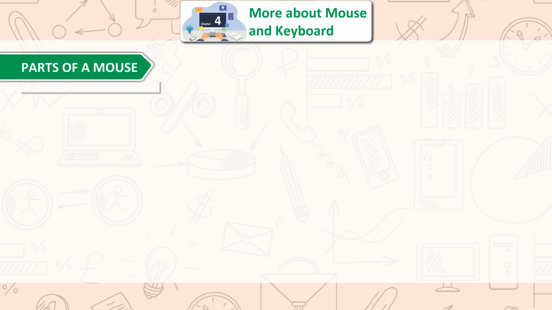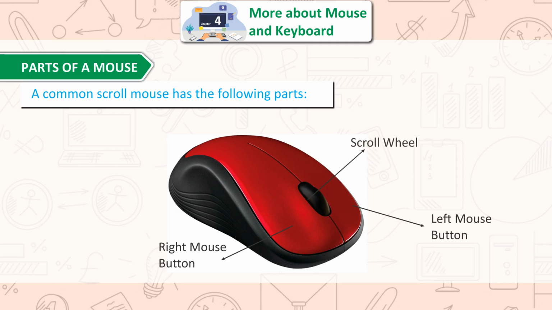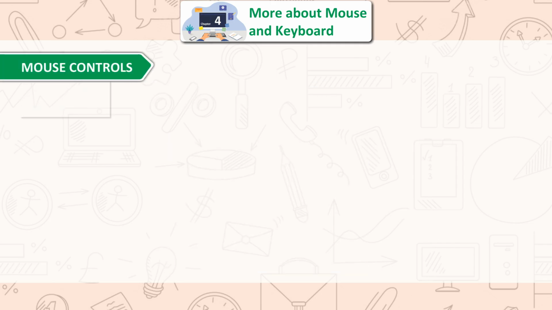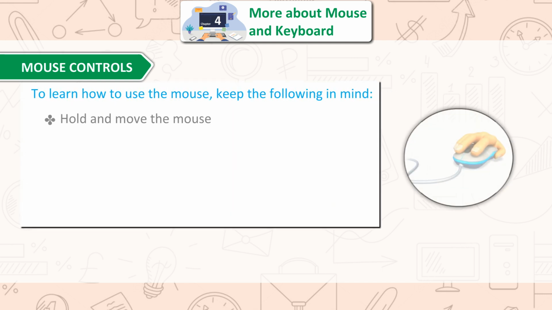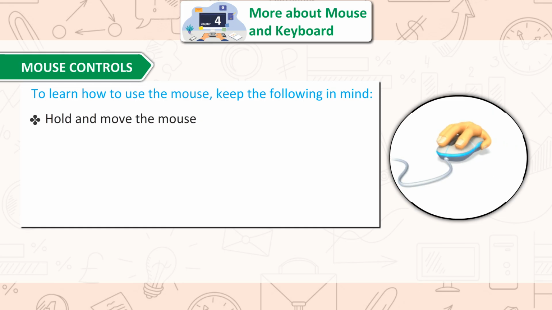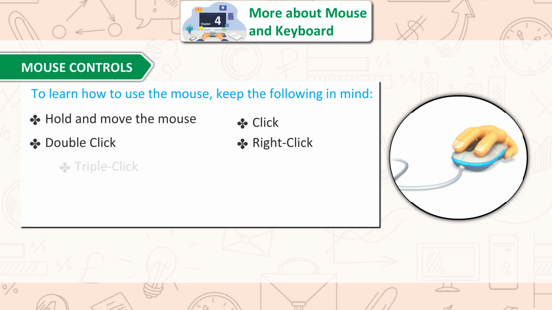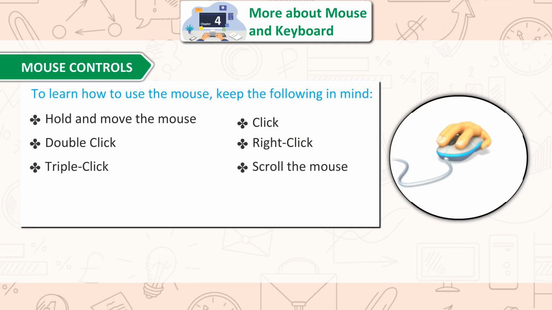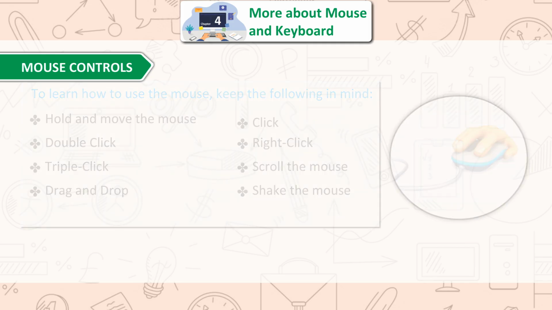Parts of a mouse. A common scroll mouse has the following parts: left button, right button, scroll wheel. Mouse controls. To learn how to use the mouse, keep the following in mind. Hold and move the mouse. Click, double click, right click, triple click, scroll the mouse, drag and drop, shake the mouse.